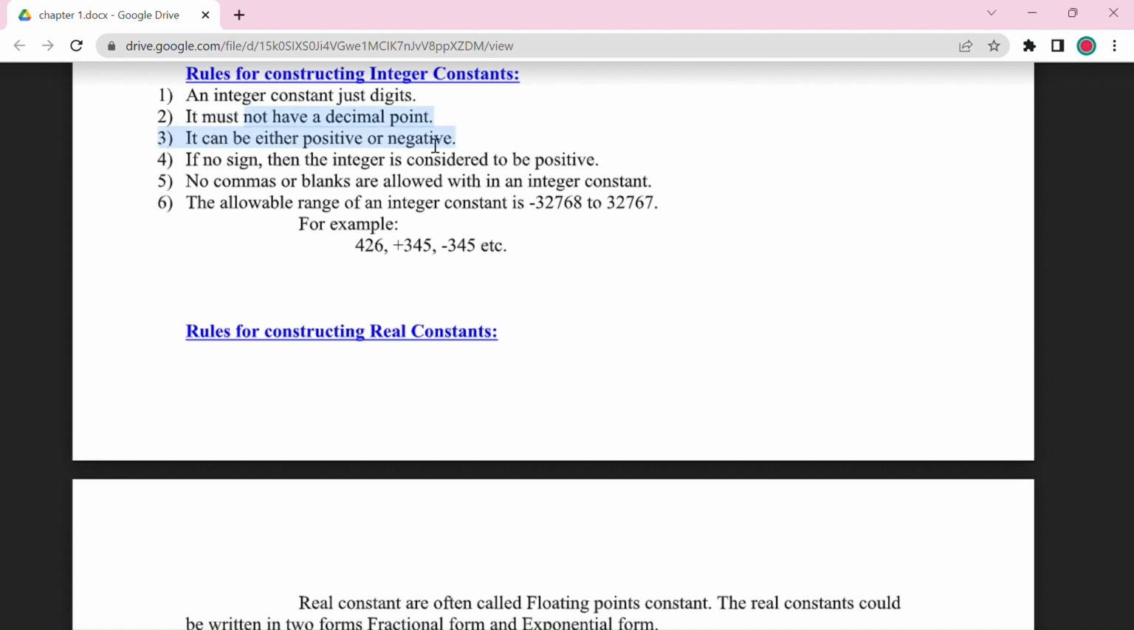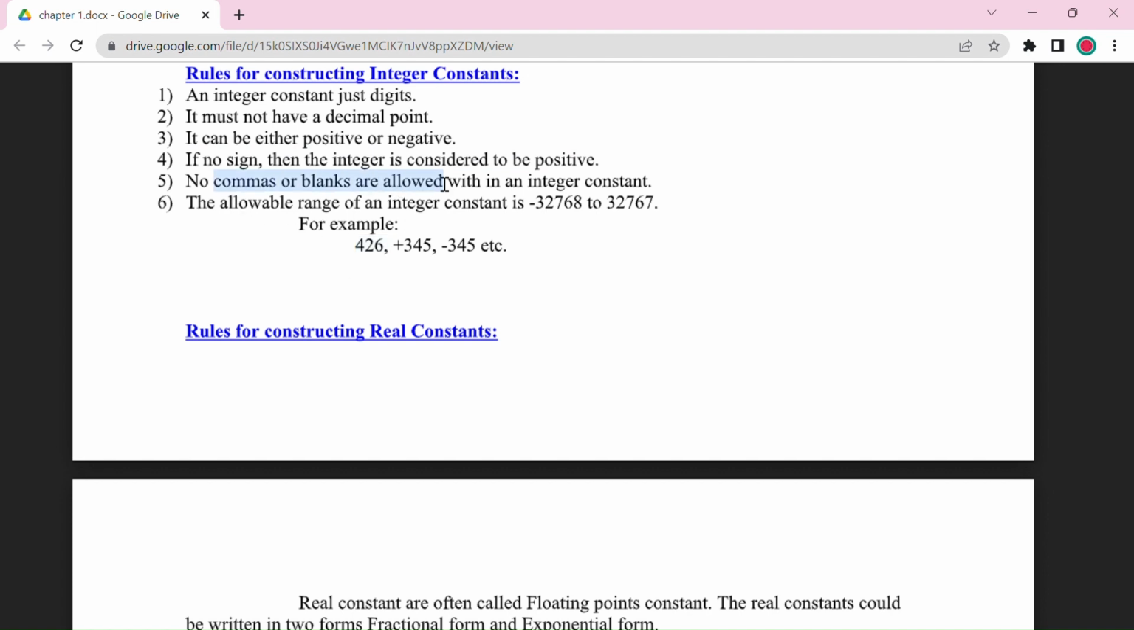Now, it can be either positive or negative, as long as it's within the interval. The interval includes negative numbers and positive numbers as well, okay? So if there is no sign, then the integer is considered to be positive. Take a look at this number. There is no sign with it, so it will be considered positive according to the C program.